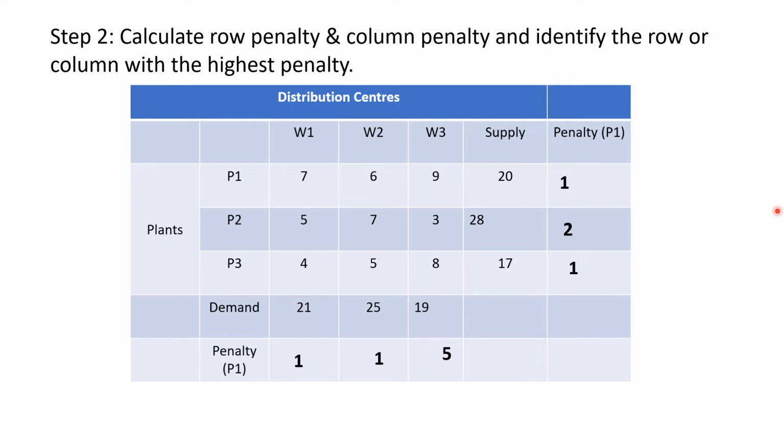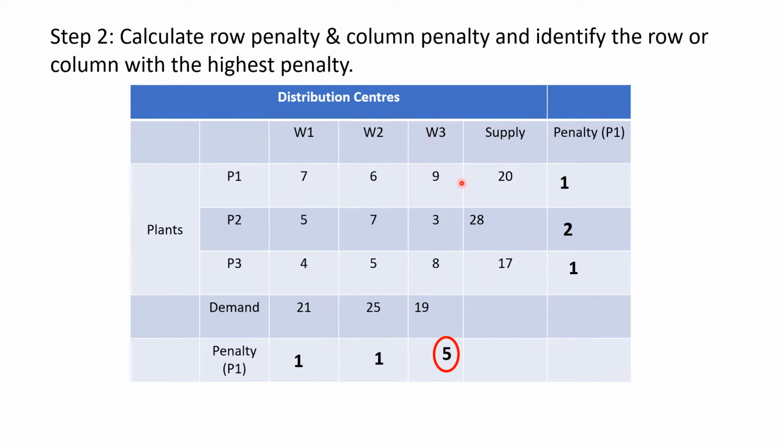So once we calculate the penalty for the rows and for the columns, we have to identify the row or column having the highest penalty. In this case, the highest penalty is, yes, it is 5. So identify the highest penalty. Once we identify the particular row or column with the highest penalty, we will concentrate on that particular column or row only. So here W3 has the highest penalty, so we will be concentrating on the W3 column only.